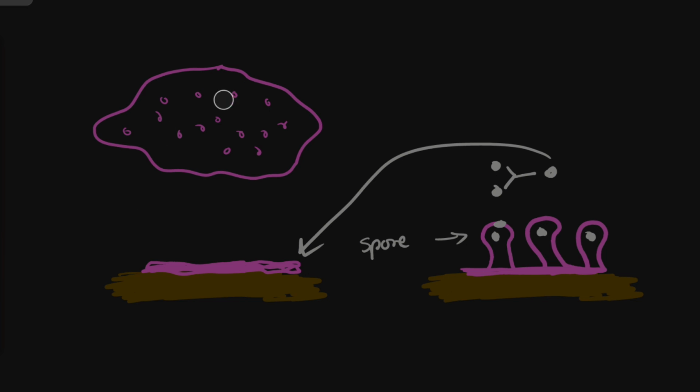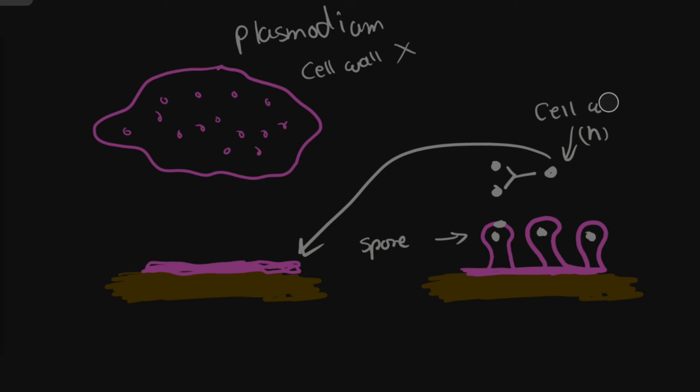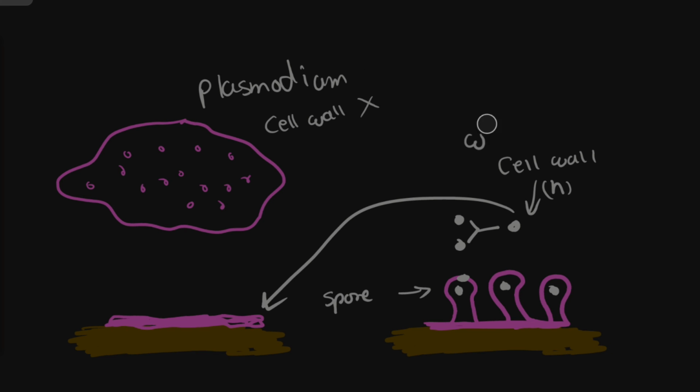The interesting part over here is that this plasmodium does not have a cell wall. Its cell wall is absent, but this haploid spore has a cellulosic cell wall. These are the direct questions for your NEET, that plasmodium does not have a cell wall, but the spore contains a cell wall in haploid condition.